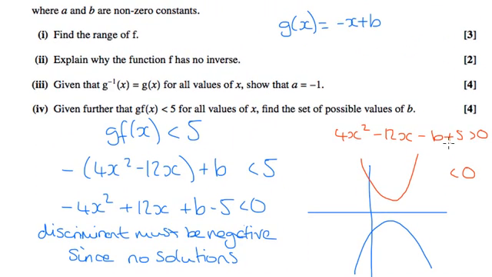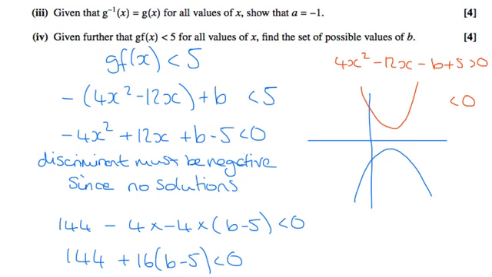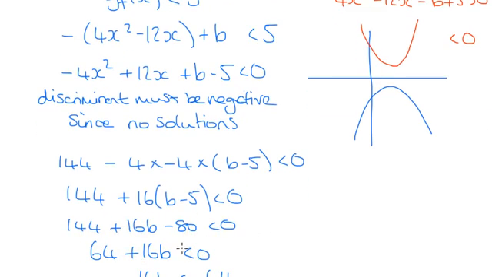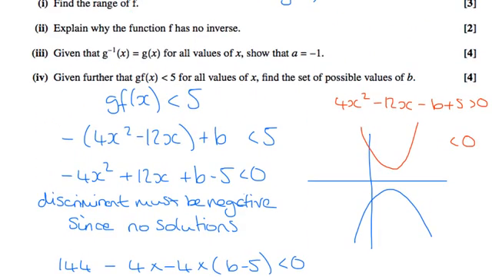So you could go down this route, but you'd end up with the exact same setup. You would end up at this point here with 64 plus 16b is less than 0, or negative 64 take away 16b is less than 0, and therefore it still gives us b is less than negative 4. I hope that helps.